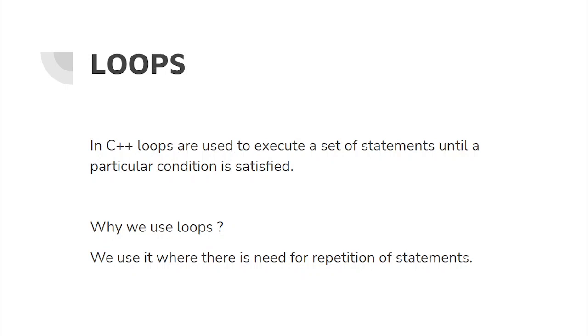A loop is used for executing a block of statement repeatedly until a particular condition is satisfied. When we have to repeat the same piece of code many number of times, we use loops in that place. The way of repetition will be of the form of a cycle, and that's why we call it loops. Okay?